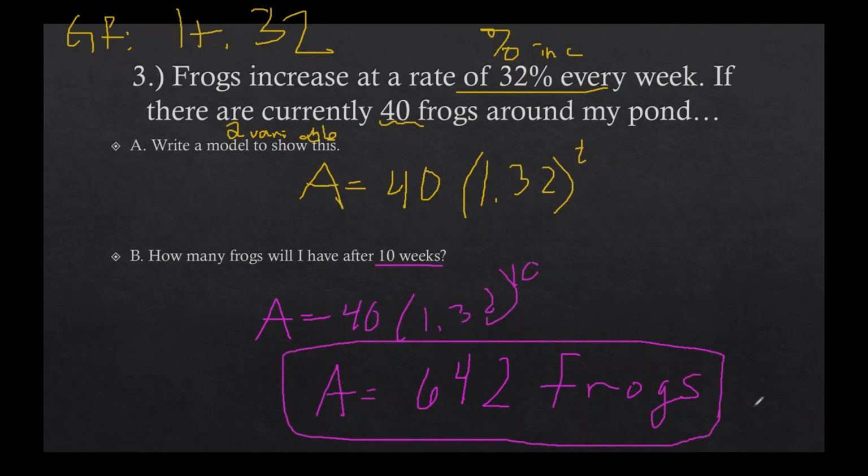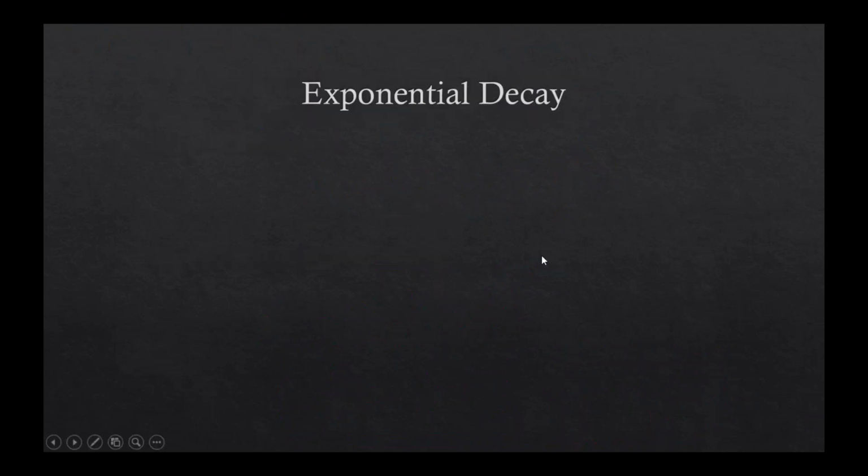Exactly. Any questions on that one? That's really a straightforward problem, right? There's your data. Give me an equation. It's just being able to recognize that you have a percent increase. The percent increase is what gives you the exponential model. So let's move on to exponential decay.